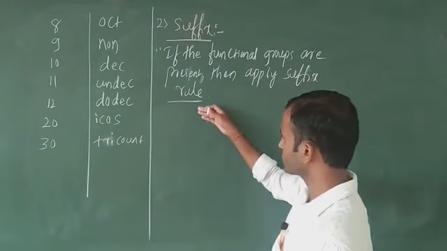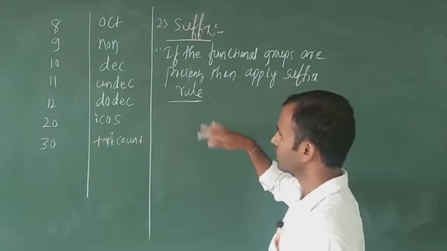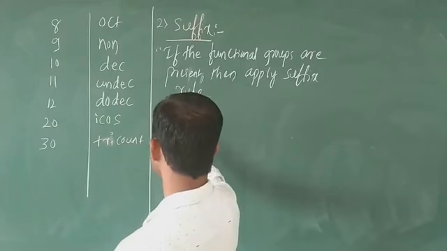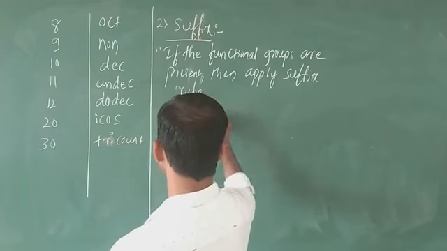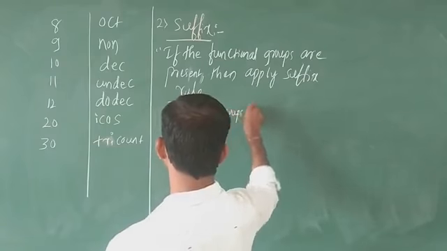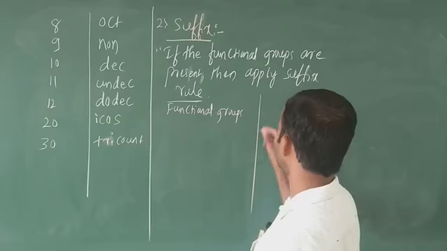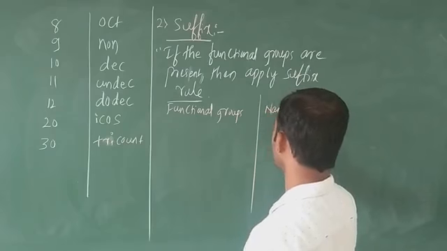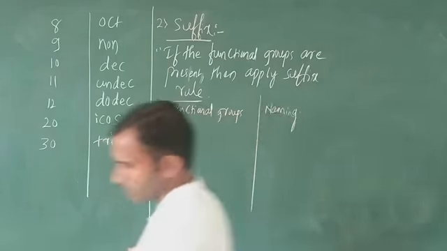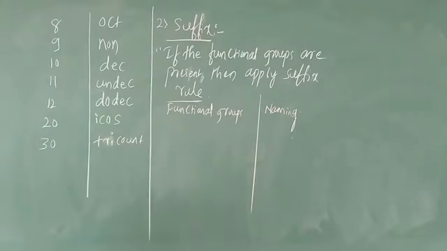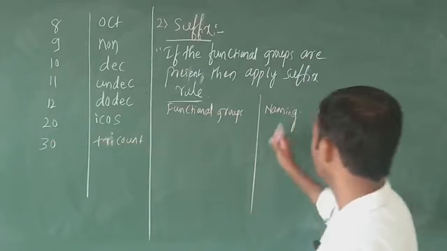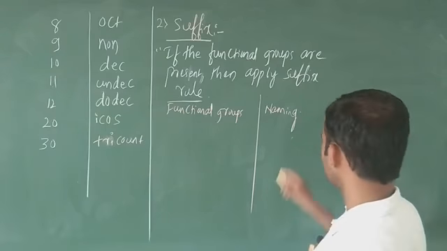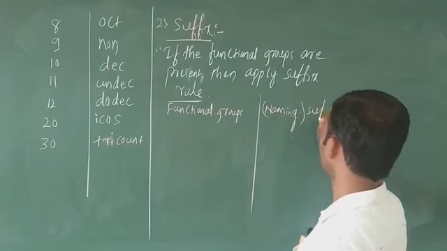In this case I am going to write some of the functional groups. Next one is the naming. The first column is functional groups. The second one is called naming. Whatever you want to call a functional group, that is the naming. Naming means what is called the suffix. In this case you have to write the suffix.